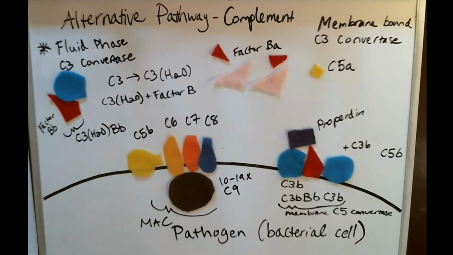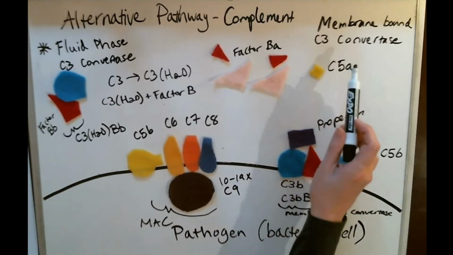So really everything that happens after the generation of the C5 convertase is the same in the alternative pathway. The main difference is how it gets started. We have this fluid phase convertase, which is formed based on spontaneous hydrolysis of C3 into this C3(H2O) form, and then that associating with factor B and factor D to make our fluid phase C3 convertase. That can then make more C3a and C3b.